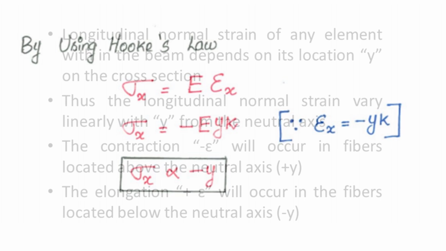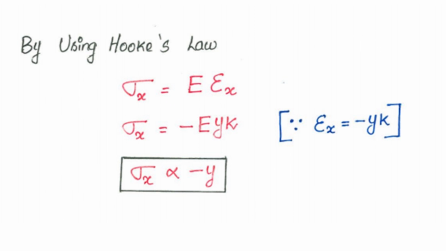And by using Hooke's law, we can write stress is directly proportional to strain within the elastic limit. I can write stress in x direction equal to E times epsilon x. So, already we know epsilon x equal to minus yk. I can say sigma x equal to minus Eyk. So, here E and k are constant. I can say sigma x is directly proportional to minus y. From this we can depict that the stress is also directly proportional to y.